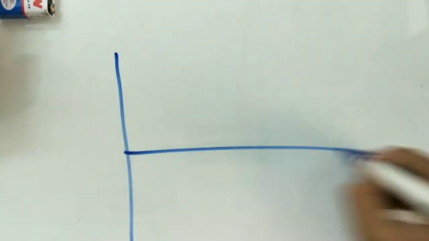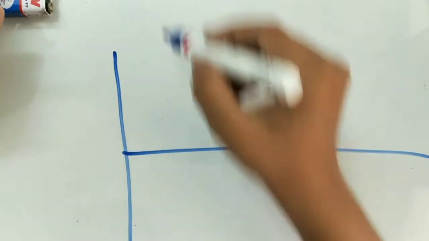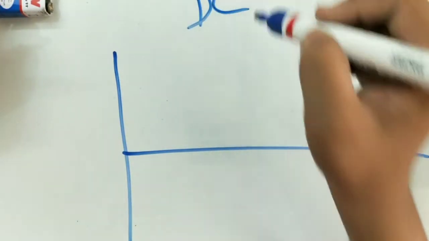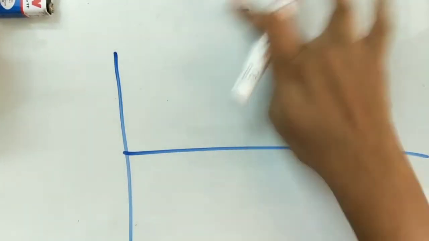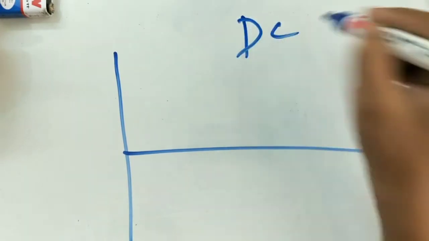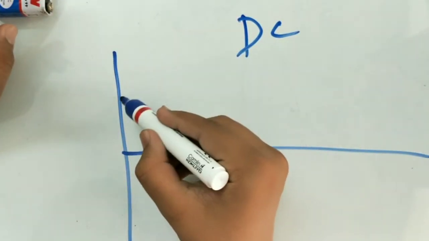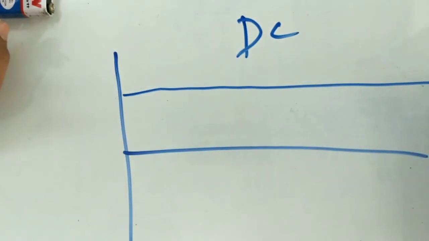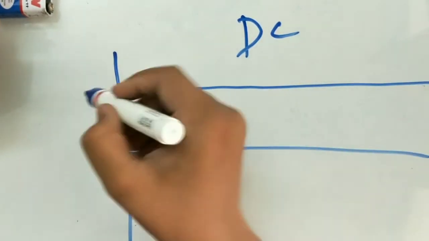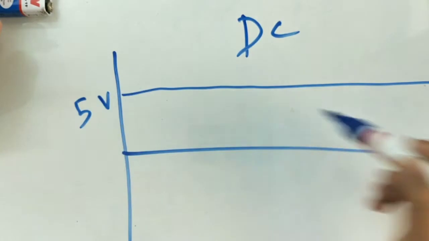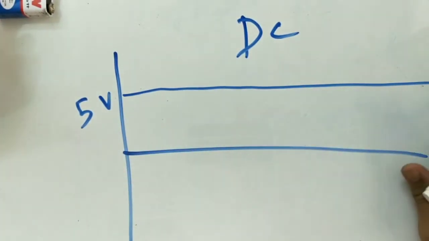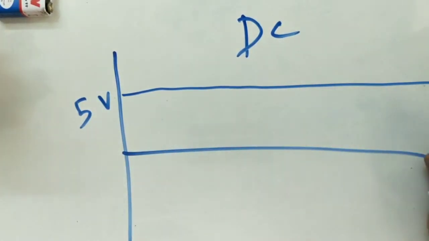Whereas in DC, when we draw the graph, DC means all the time the graph will be a straight line. If we take 5 volts for example, this will be constant, just a straight line. It won't change when we draw a graph.